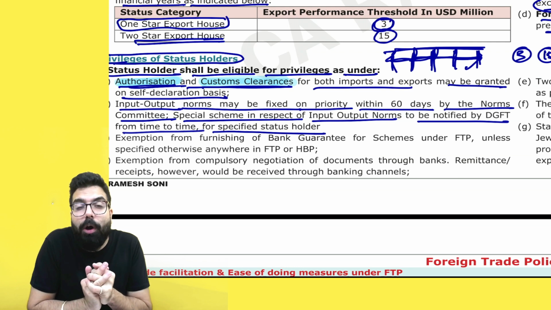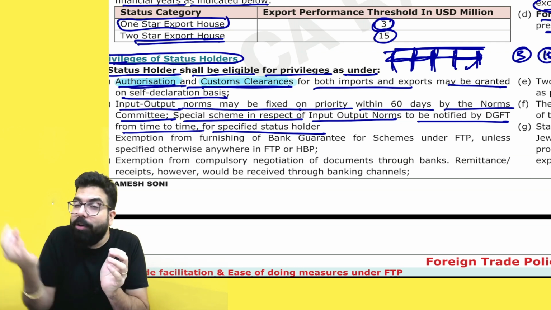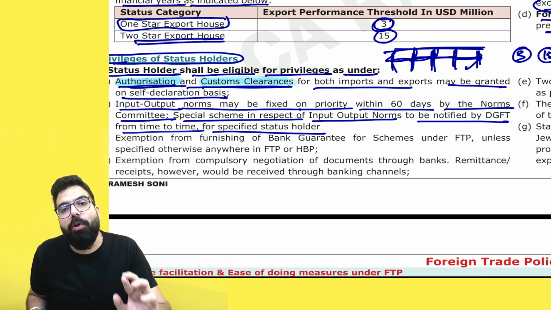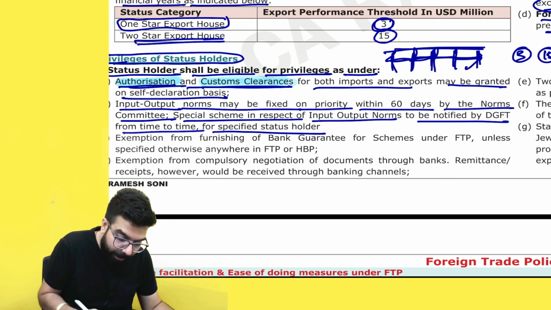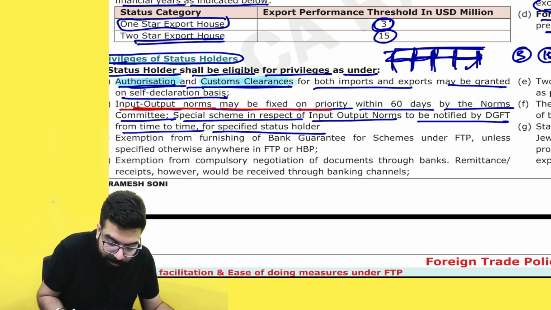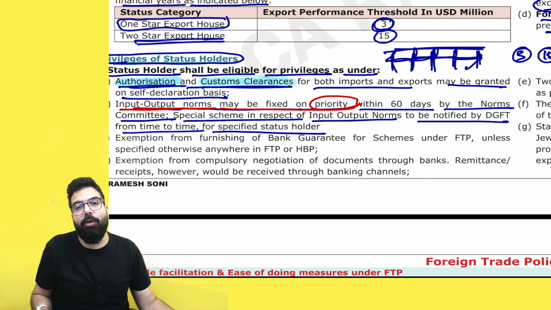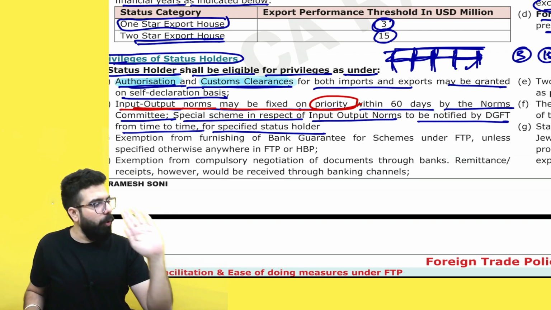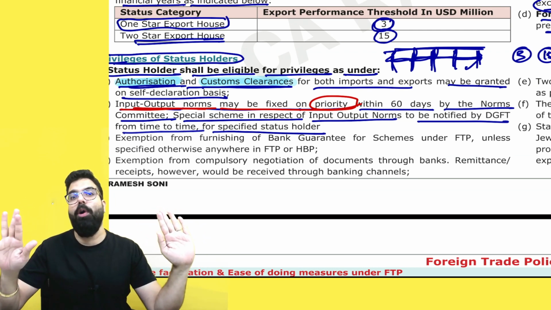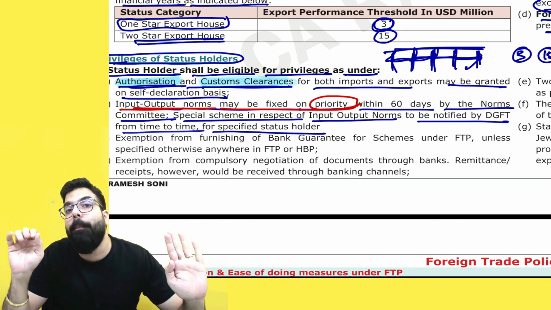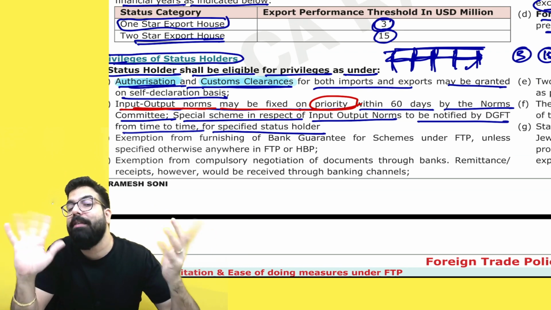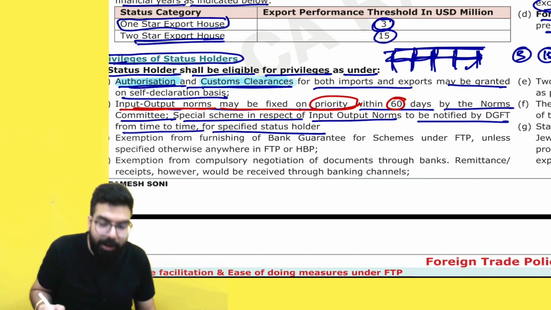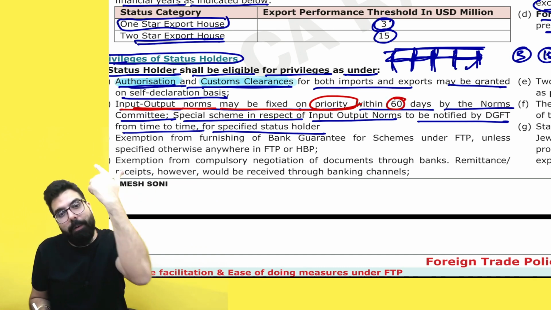Baba, if the standard input-output norm is not there, how will you know how much you can import duty free? So they are going ahead and telling that the standard input and output norm will be fixed by the committee, on a priority basis. You can go to the norm committee and say, sir, I am a status holder. I want to export this item. To export this item, I want duty-free import. But how much can I import without payment of any duty? For that, the standard input-output norm is not there. So, Baba, the norm committee will fix the standard input-output norm for you on a priority basis within 60 days.